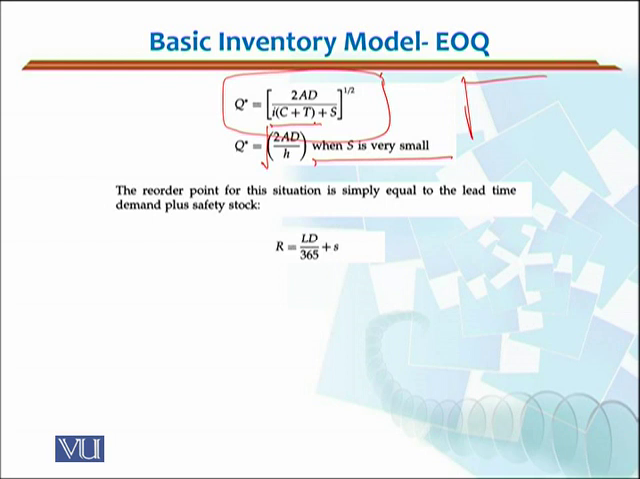Then the reorder point for this situation is simply equal to the lead time demand plus safety stock. What is that? My reorder point is just the safety stock plus the lead time divided by 365. So it would be in days now. My lead time would be in days because my demand is for the year. So I need to convert it into days. So my reorder point would be L, lead time, into the demand D divided by 365 plus S.